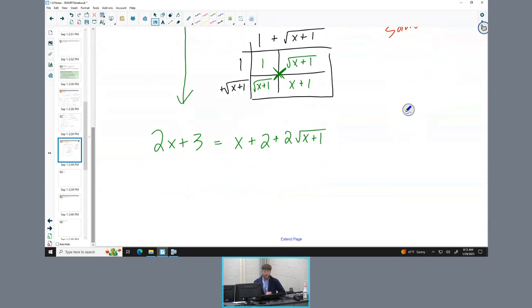All right, so here's where I'm at now. Now, I still have a square root in my equation, and I still need to get it by itself so I can make it go away. So I do this again. I isolate. So I subtract x, right? I subtract 2 from both sides. That gives me x plus 1 equals 2 square root of x plus 1.